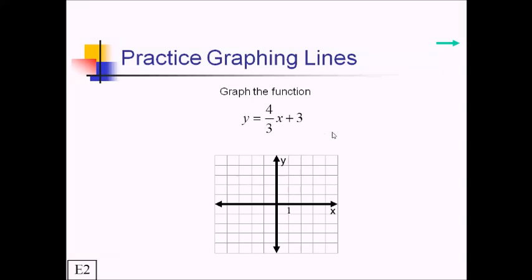Here's another example. Pause the video and take a sec to try this one on your own. Let's see what we came up with here. Our b value is 3. That gives us the point (0, 3), which is right here. Our m value is 4/3. That's telling us that we need to go up 4 and right 3.